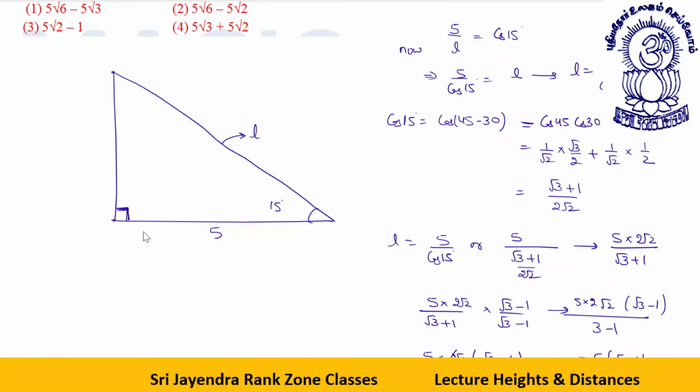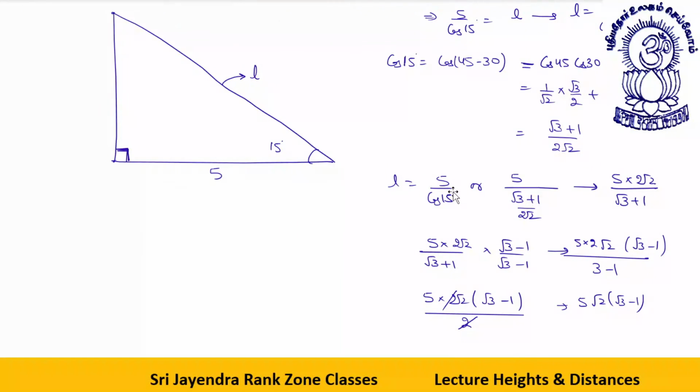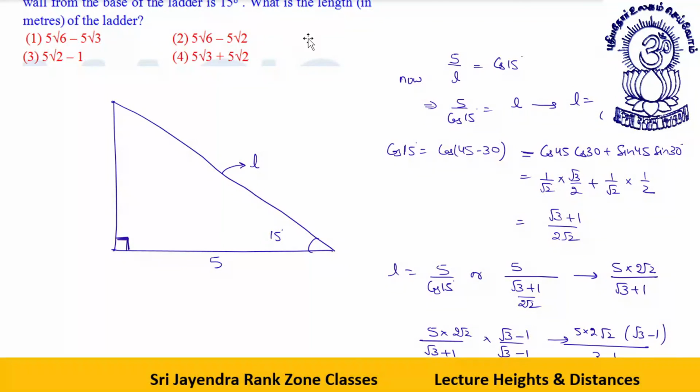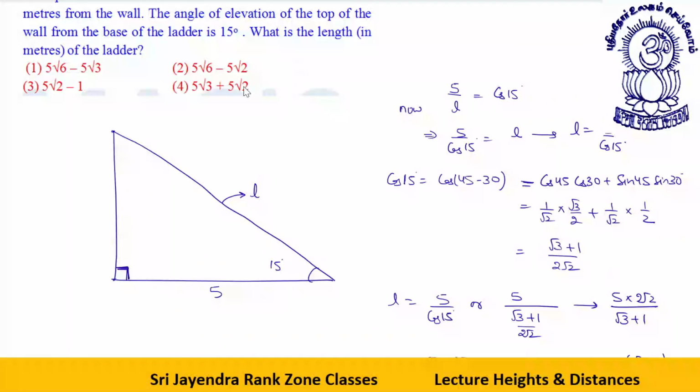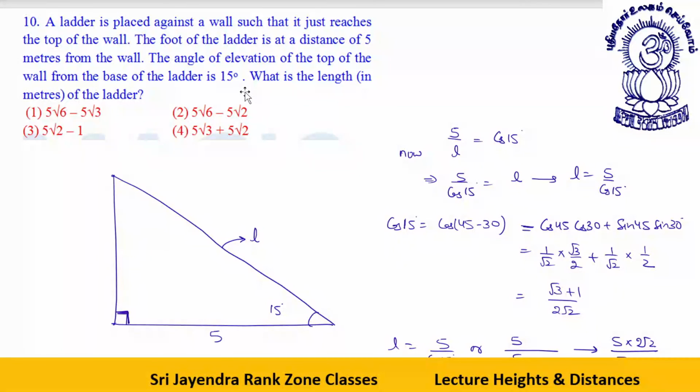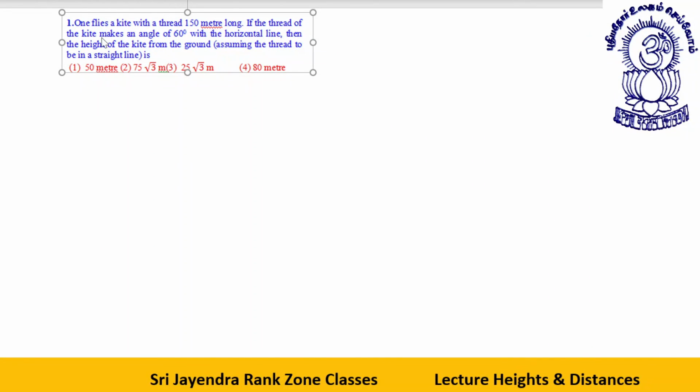Let us have a glance at the options. So this is 5 into root 6 minus 5 into root 2. Root 2 into root 3 is root 6, minus 5 root 2 into 1 is 5 root 2. This is option number 2: 5 root 6 minus 5 root 2. Clear to everyone? Okay.